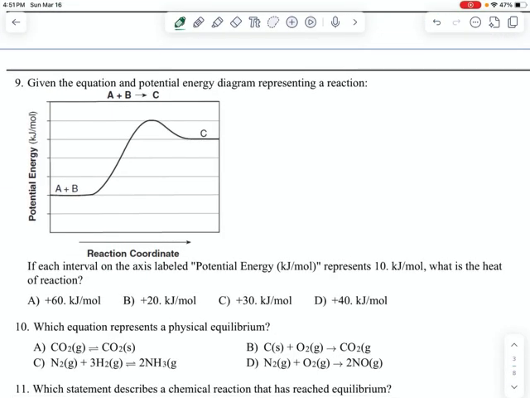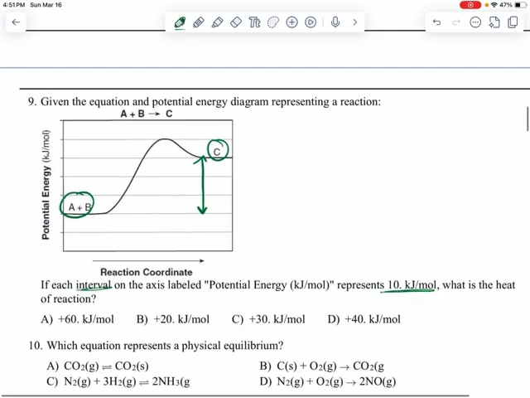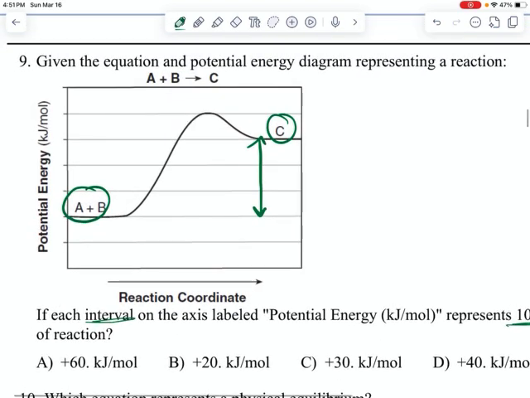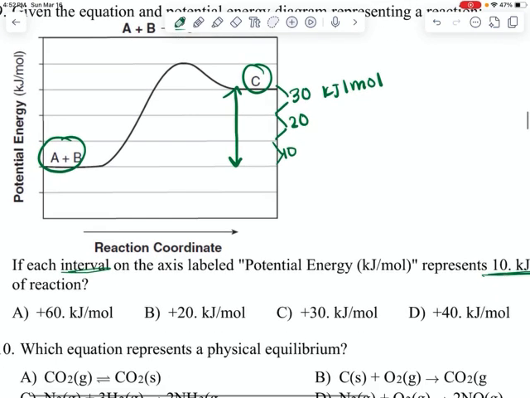Alright, we have another hill. These are our reactants. These are our products. Every interval represents 10 kilojoules per mole. What's the heat of the reaction? So remember, heat of reaction is the difference between our plateaus, or the flat regions in the graph. So every interval represents 10. This is 10 kilojoules per mole from here to here. This is 20, and this is 30 kilojoules per mole. So that's why 30 is my answer.